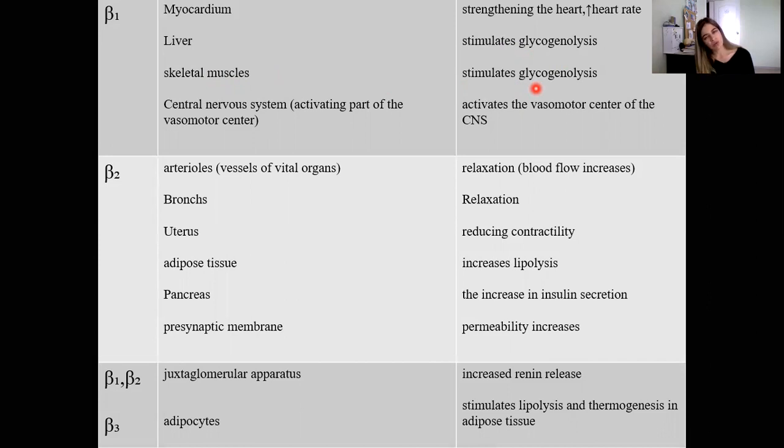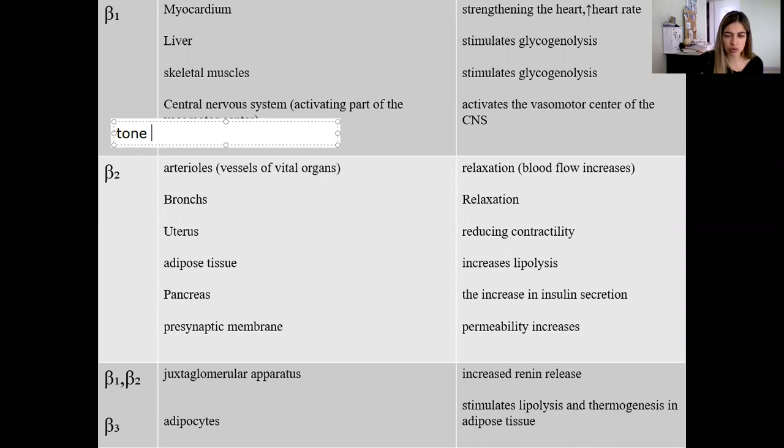And in the central nervous system, there is also an effect, as we just discussed about the tone of vessels. Yes, the tone of vessels will be controlled by the central nervous system, the vasomotor center. And in case of stimulating beta receptors, it will not be the inhibition, now it will be activation. So the tone will be increased very much.